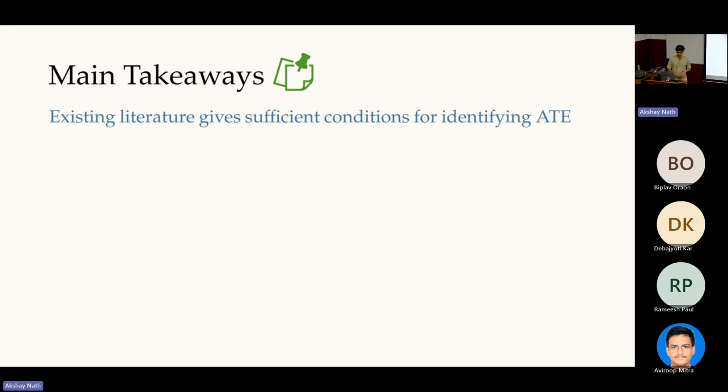Okay, so yeah, it's a long talk. I'll go over our work's proofs, but I'll quickly summarize the takeaways. To enable identification of the average treatment effect, existing literature in causal inference proposes several sufficient conditions under which you can solve the problem.